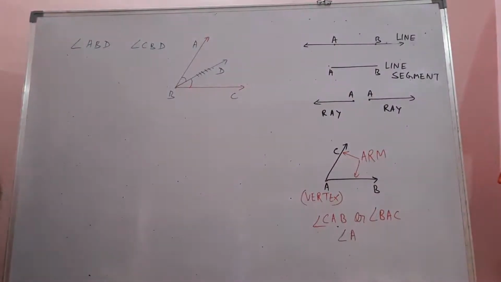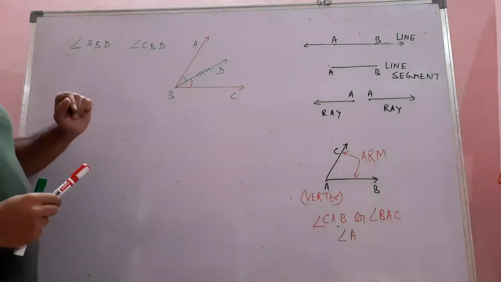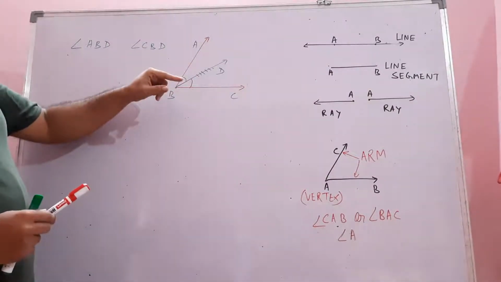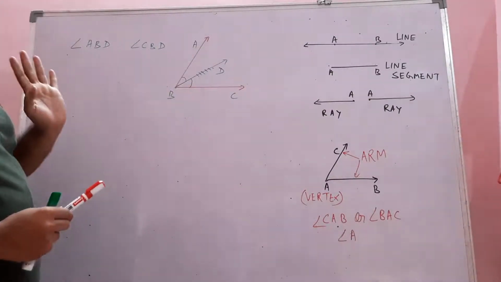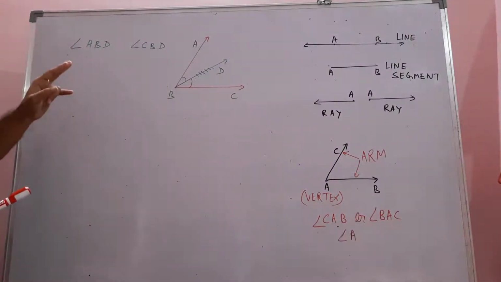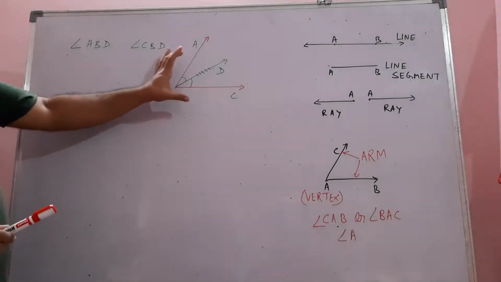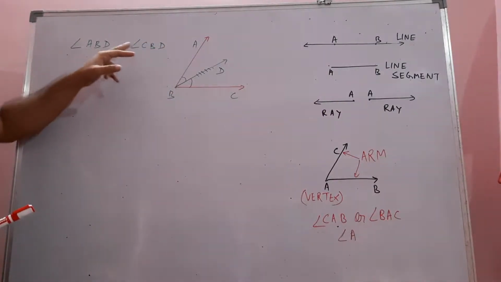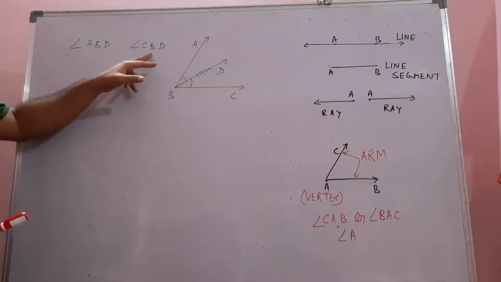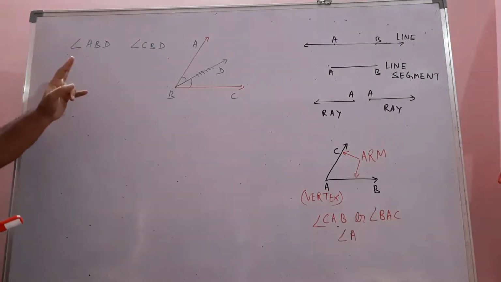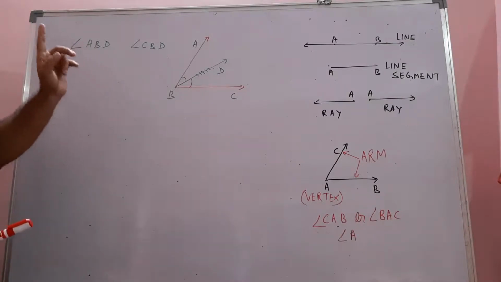That means if you see these two angles, ABD and CBD, they have the same vertex and one common arm, and the other two arms are on opposite sides of the common arm. Now in that question, whenever you see the names of that type of angles, how can you come to know that they will be like that? You see their names. The middle letter is the same, meaning the vertex is the same, and except the middle letter, one more letter is common, that is D. So two letters are the same in their names.